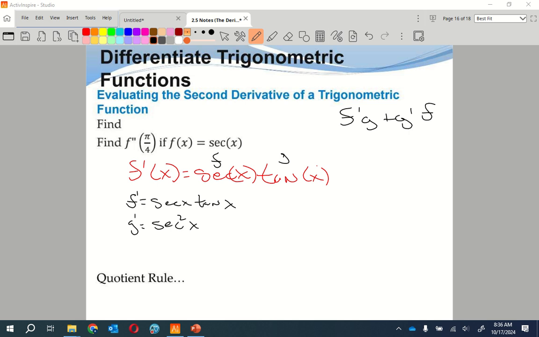So I'm going to have secant x times tangent x, that's f prime, times g, tangent x, plus g prime, which is secant squared, times f, which is secant. Now that looks pretty long, complicated, and nasty, isn't it? It could be.